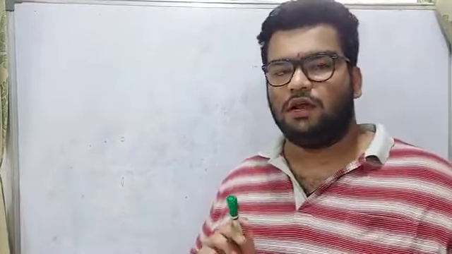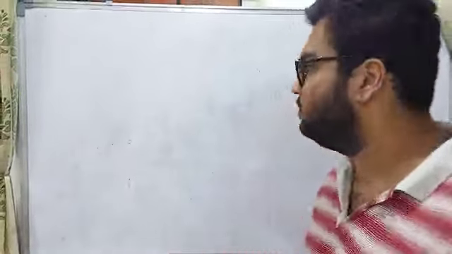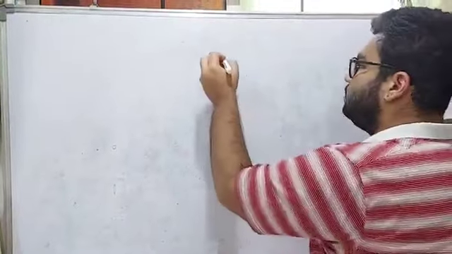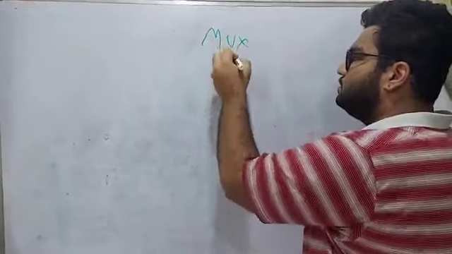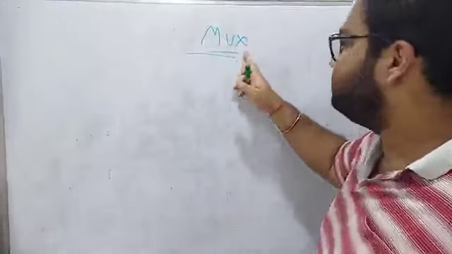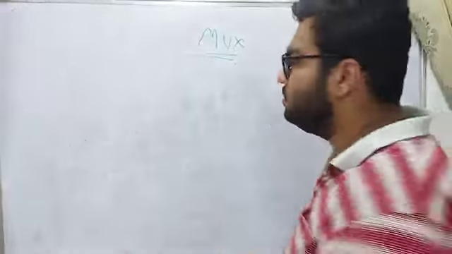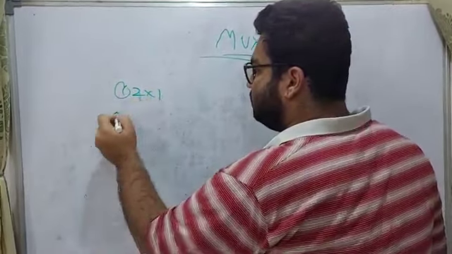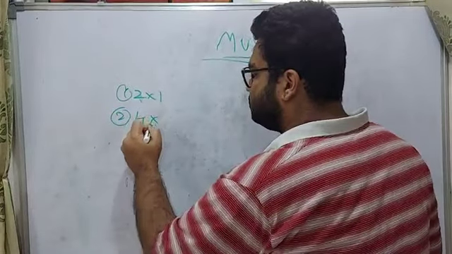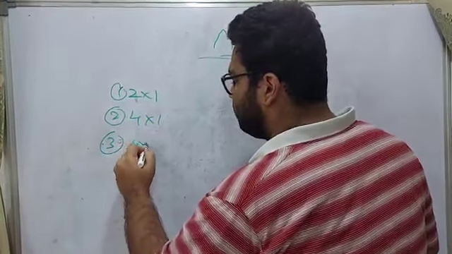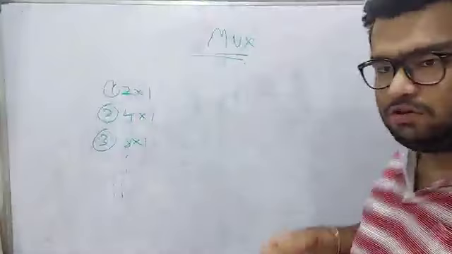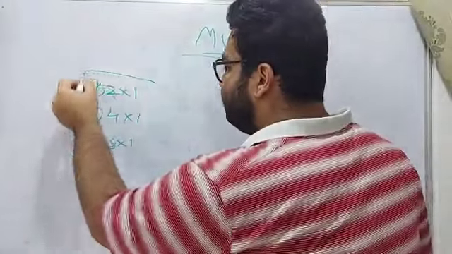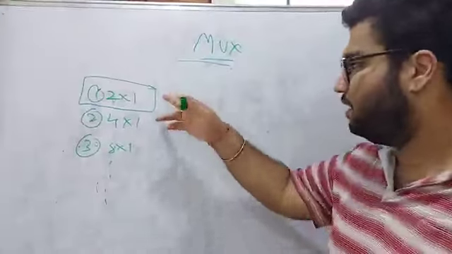Hello everyone. In today's video, we are going to discuss one of the important combinational circuits, that is a multiplexer, or simply you can call it a MUX. In this MUX, there are different types of multiplexers. One of them is 2 cross 1, the second one is 4 cross 1, and the third one is 8 cross 1, and there are many of them. In today's video, we are going to discuss the simple and basic one, that is the 2 cross 1 multiplexer.